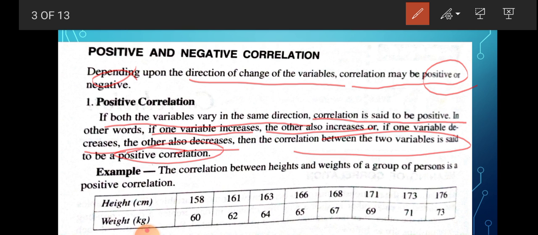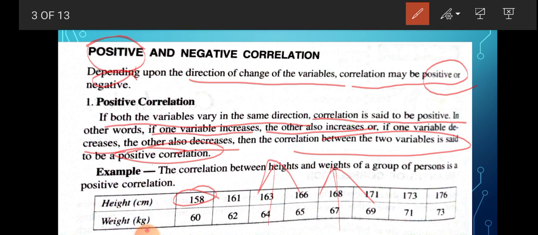Now you can understand the meaning of negative correlation. If one is increasing, the other is also increasing, like the price of mangoes: if the quantity of mangoes is increasing, then the price is also increasing. If quantity is decreasing, then price is also decreasing. This kind of relation is known as positive relation. But if the price is increasing and demand is decreasing, then this is not a positive correlation.